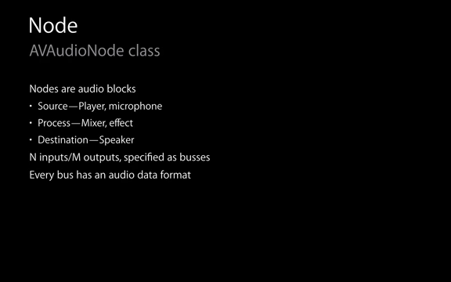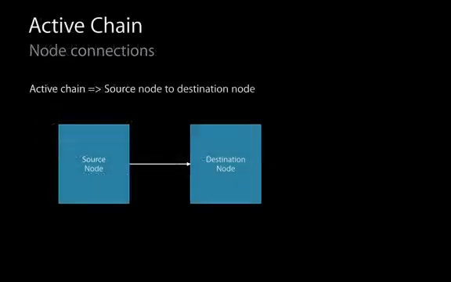Every one of these nodes has a certain number of input and output buses. And typically, you see that most nodes have a single input and output bus, but an exception to this is a mixer node that has multiple input buses and a single output bus. Every bus now has an audio data format associated with it.